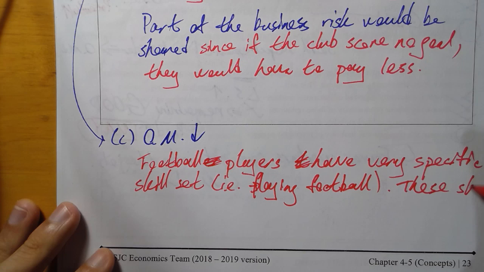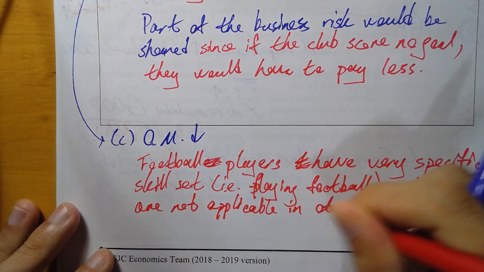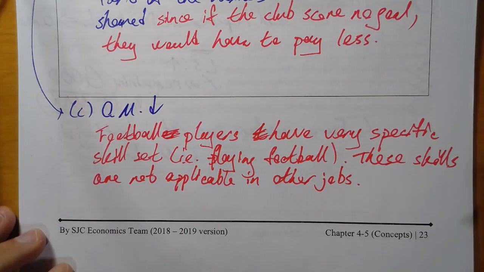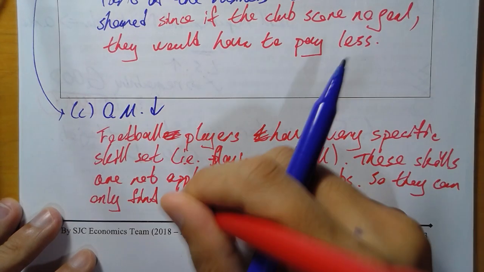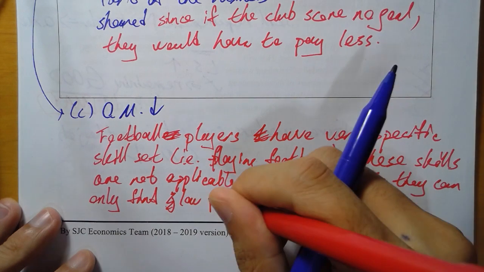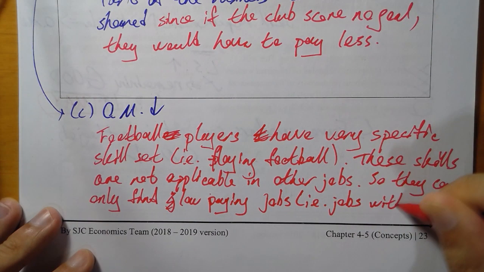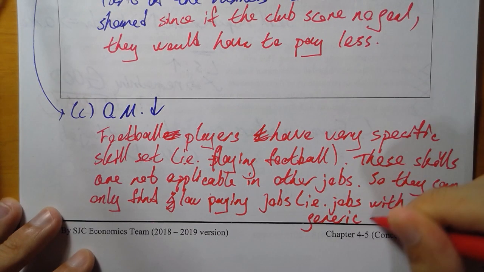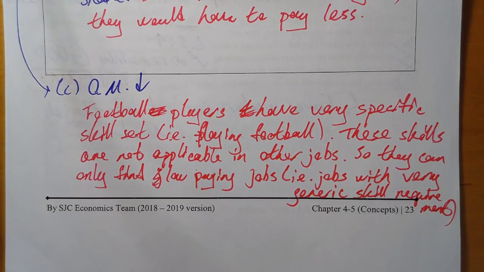These skills are not applicable in other jobs, so they can only find low-paying jobs. Why low-paying jobs? i.e. jobs with very generic skill requirements, because those jobs that pay very low are usually jobs that require only generic skills. For example, a cleaner, the ones who sweep the floor, right? Or for example, other jobs with very generic skills.